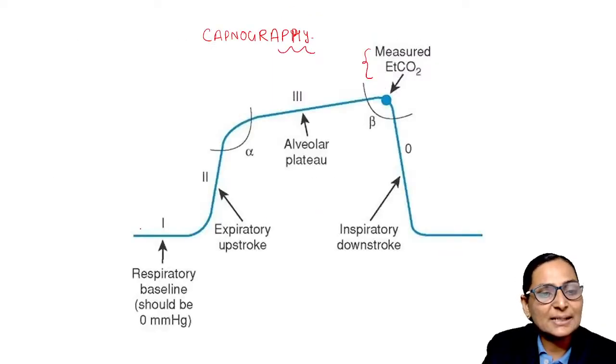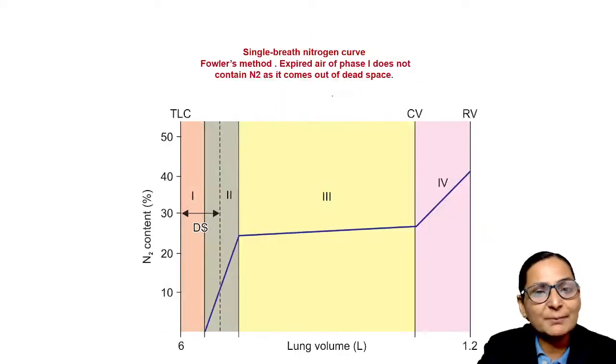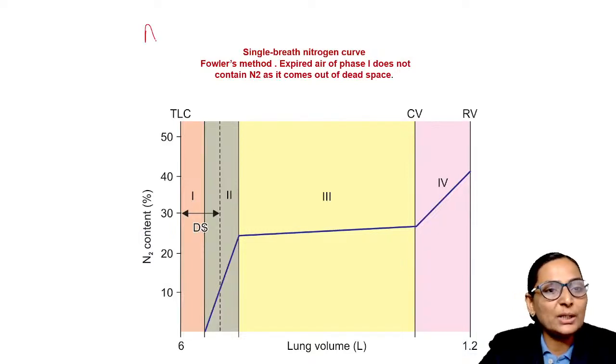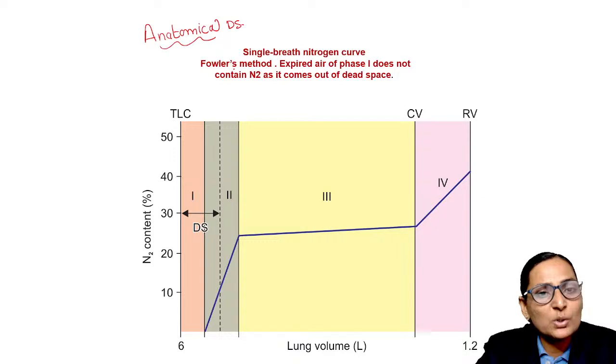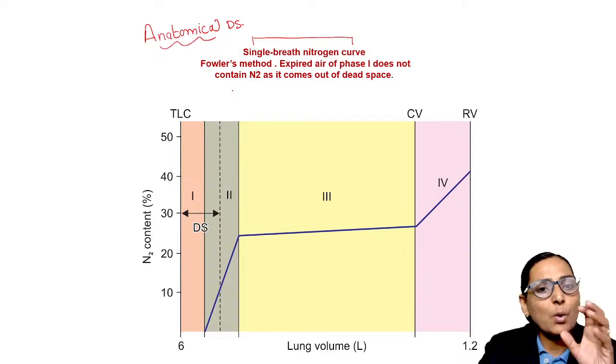Right? So you can see that this is the baseline. This downstroke is the inspiratory stroke, where the person is inspiring and then giving out with full expiration. So when you attain the plateau, that is the stage where maximum carbon dioxide has been expired out. This procedure is similar to the procedure which we use for the calculation of the anatomical dead space. We do the anatomical dead space by Fowler's method, which is the single breath nitrogen technique. You must remember, what do we do in this?